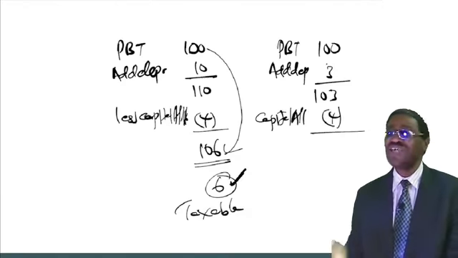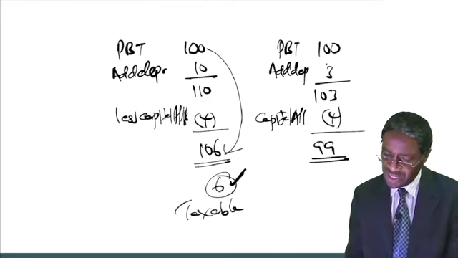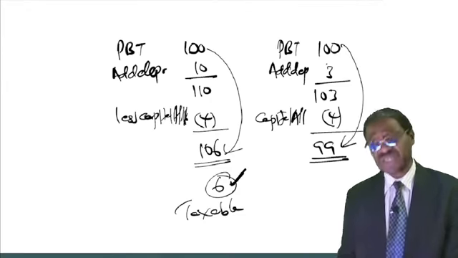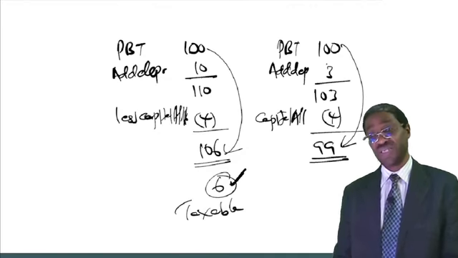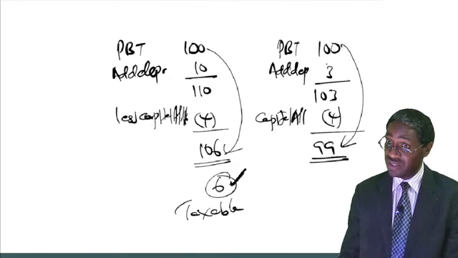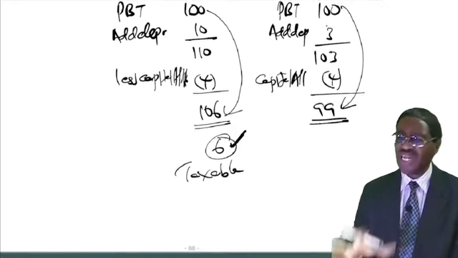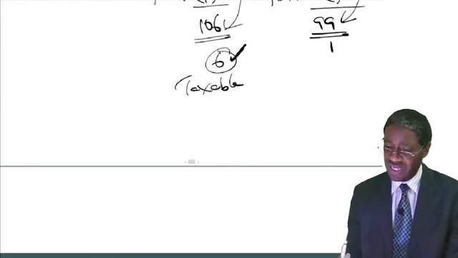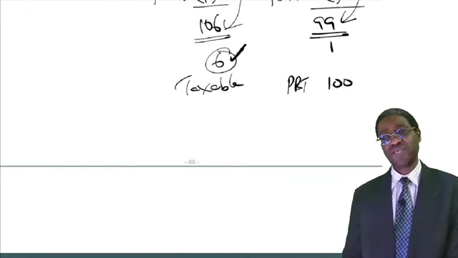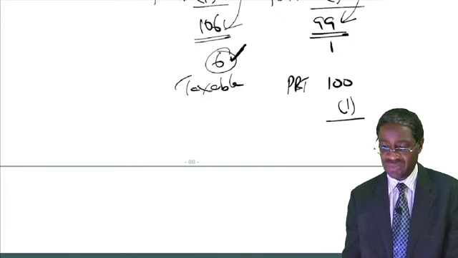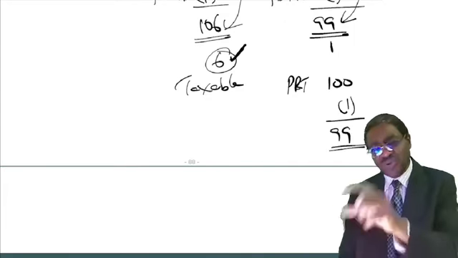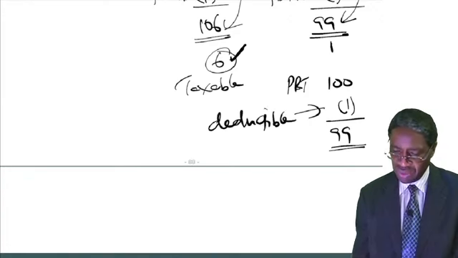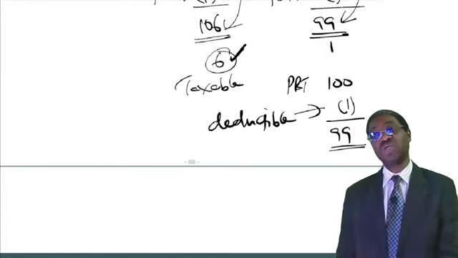So next year, he will require that I pay tax on how much? 99. While I thought I'll pay tax on 100, the taxman will tell me, no, you're not paying tax on 100, you will pay tax on 99. To arrive at that 99, it is the same as saying he will take the profit before tax of 100 and deduct 1 million. Come to 99. So that 1 million, we normally call it a deductible temporal difference.